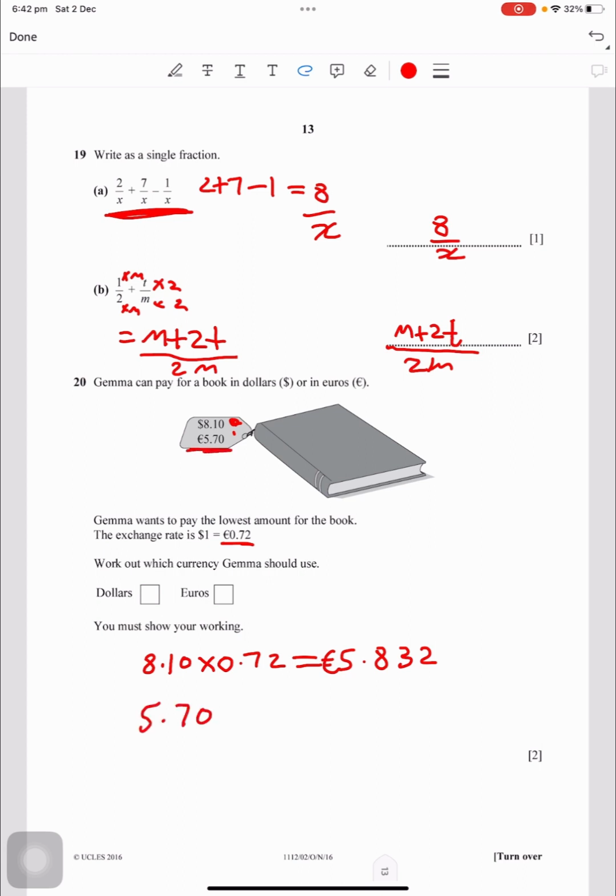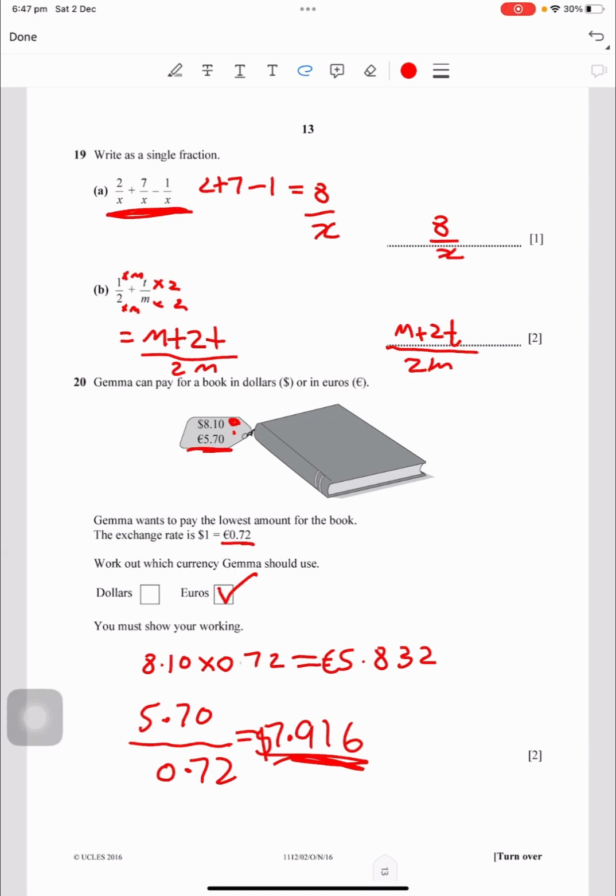So next, what we're going to be doing is we can do 5.70, this right here, and we're going to be dividing it by 0.72. Okay, let's quickly calculate this. Okay, you can use the calculator for this real quick, and then you get 7.916. Oops, let me write the 6 a bit more neatly here. So as you can see right here, this is dollars, so you have to write the signs. So if you compare, this one is greater than this one, so she should pay in euros, so we can select that there. Next question, let's move on.